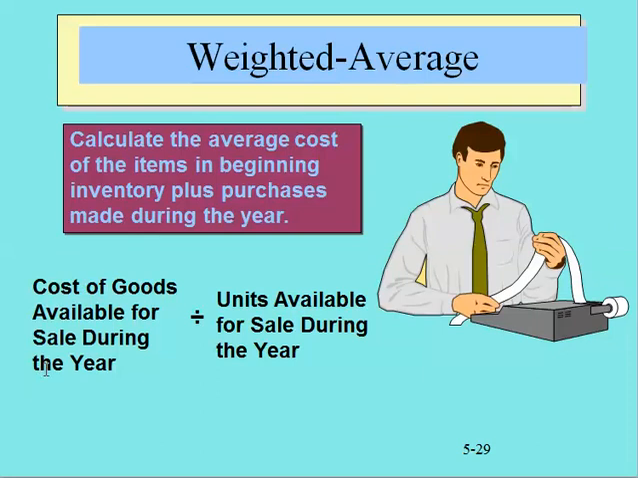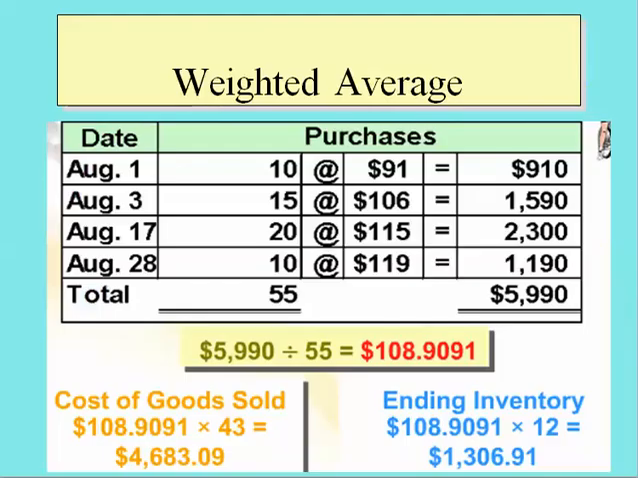Then we have something called weighted average. So this will just take an average of the cost and we can apply that. And the calculation here is you take the cost of goods available for sale during the year, the dollar amount, and divide that by the number of units available for sale during the year. So if we go back and look at our cost of goods available for sale, we had 55 units. And those 55 units cost us $5,990. So take the $5,990 divided by the number of units, which was 55. That means on average, each unit cost us $108.91 if we round that up.